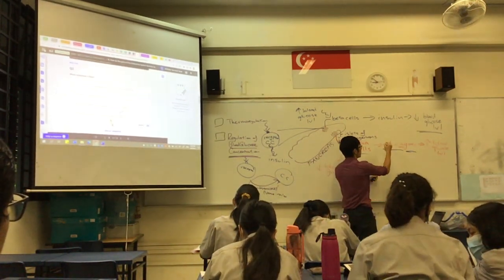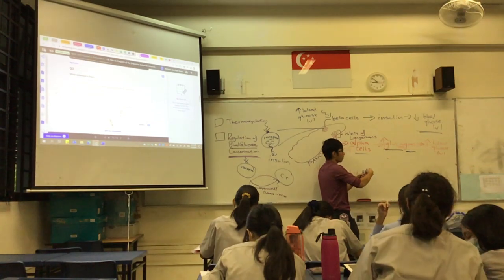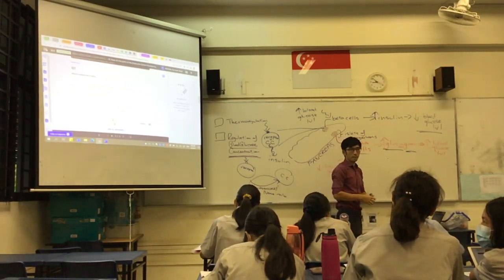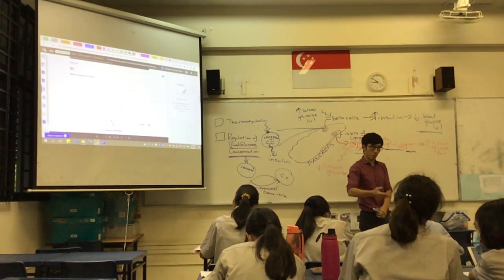Okay? So I think what would be better is an arrow. It produces more insulin, more glucagon. It doesn't start. It produces more.